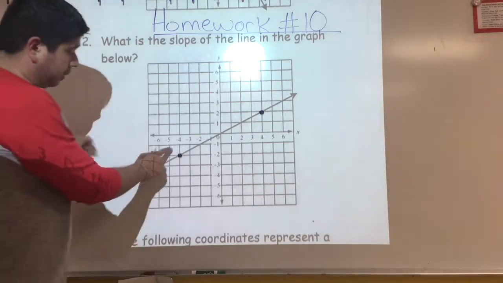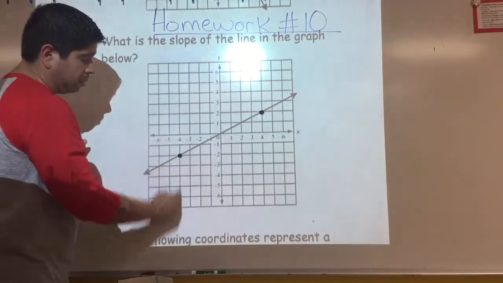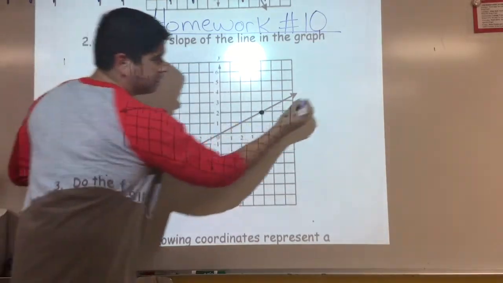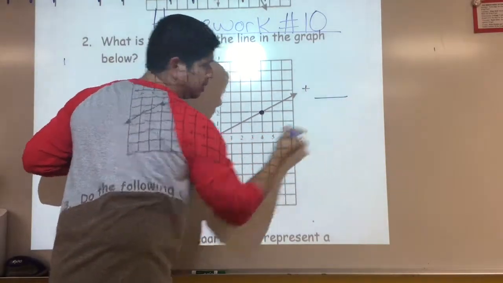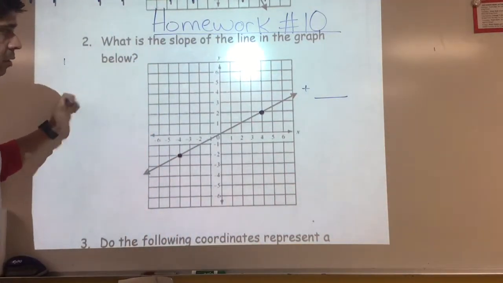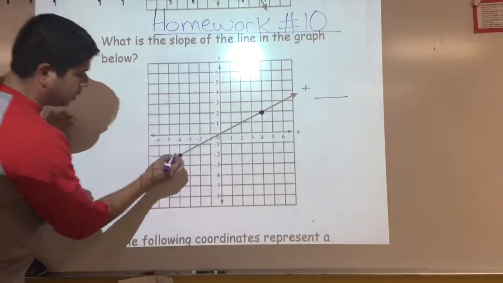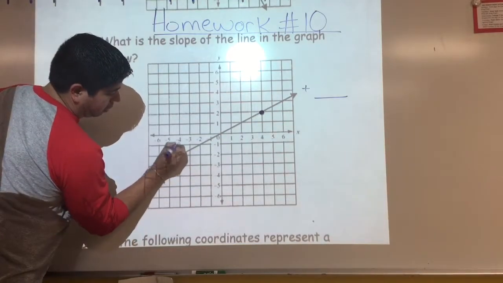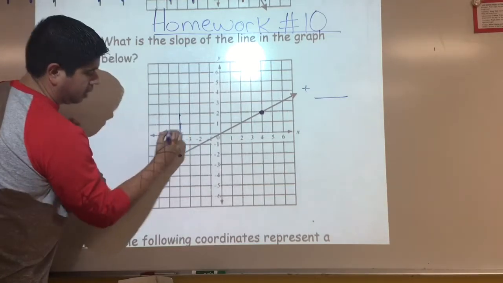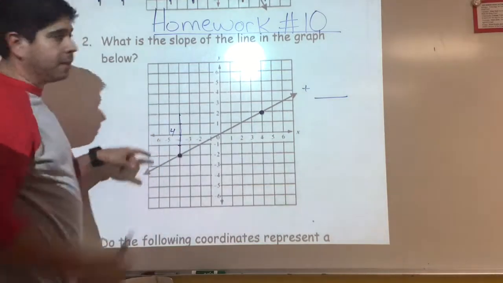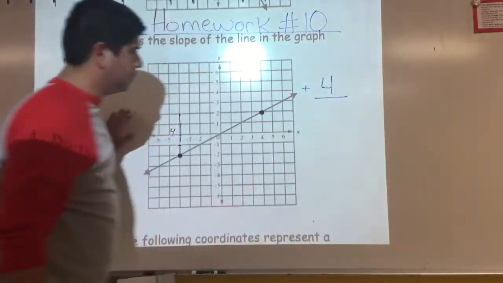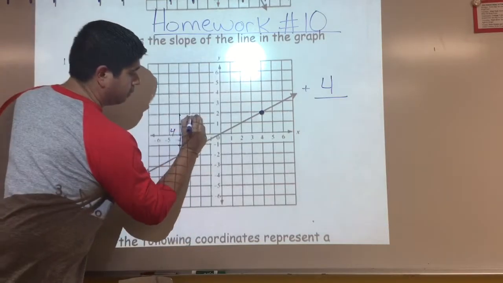First thing, I check from my point here, do I go up or do I go down? I go up, so since I'm going up, that means it's a positive slope. You can put positive, okay, but you don't have to. But if you want to do that just to remind yourself, then go ahead. So now I'm going up here, from here to there, so I gotta go 1, 2, 3, 4. Once I have that, I automatically put that as my numerator. 4.